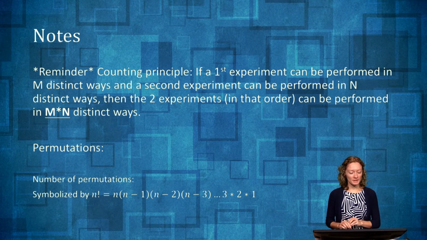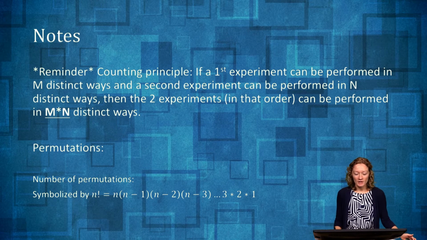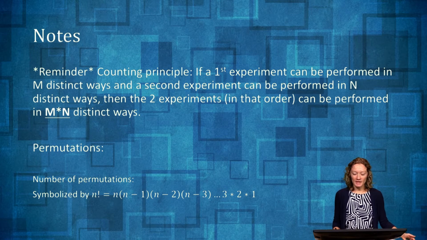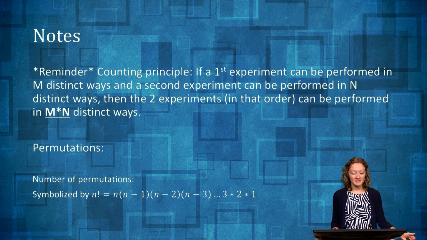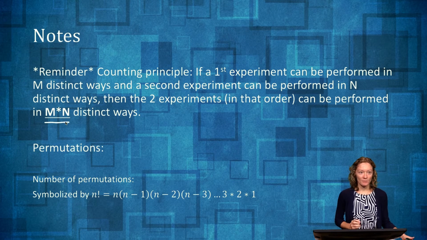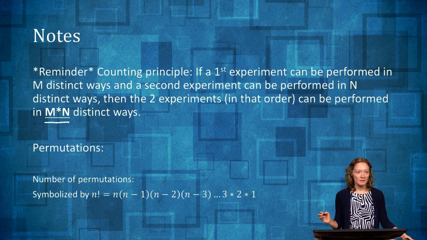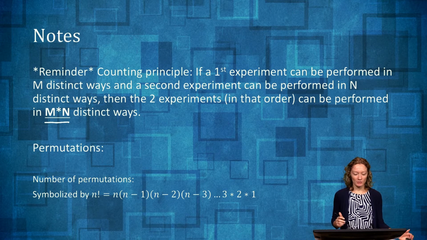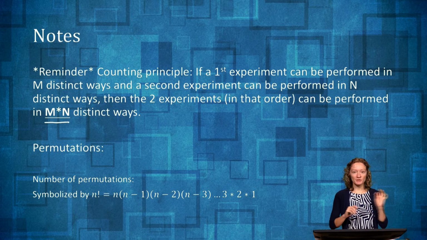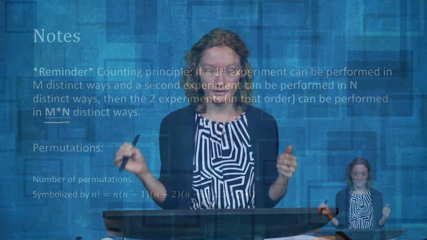All right, so our notes for this video. Just a friendly reminder, because we've already seen the counting principle. Remember that the definition for counting principle: if a first experiment can be performed in m distinct ways, and a second experiment can be performed in n distinct ways, then the two experiments in that order can be performed in m times n distinct ways. And we also noted that if it was 3 experiments, it could be more than 2, 3 different things multiplying each other. So that was when the experiments were potentially completely different things.